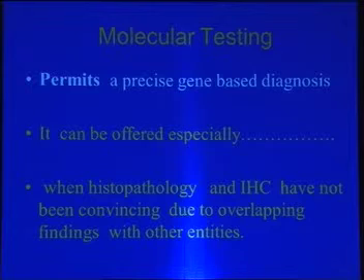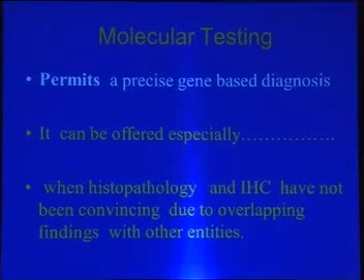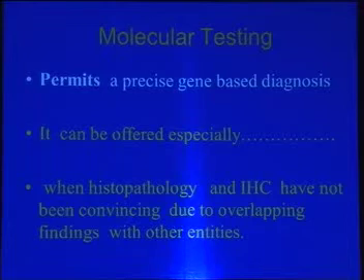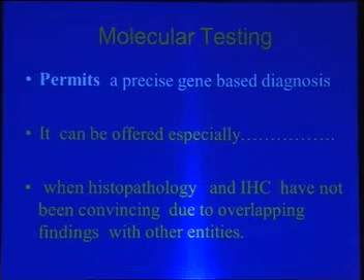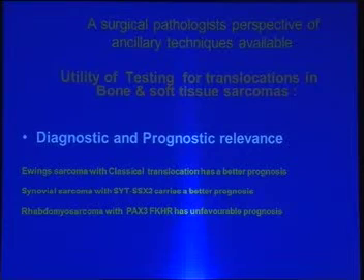So molecular testing permits us to give a precise gene-based diagnosis, and it has an edge over immunohistochemistry because in immunohistochemistry you expect the protein to be expressed, and sometimes the genetic abnormality exists but the protein is not expressed, so it's not functional, and you may do the correct immunohistochemistry but you will not get any result. Whereas in molecular testing you're testing at the genetic level, so the diagnosis is likely to be much more precise, and the methodology is also much more robust as compared to immunohistochemistry.